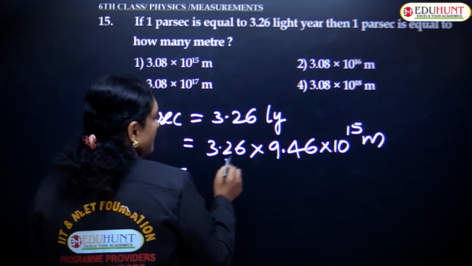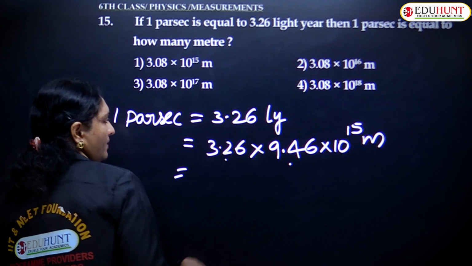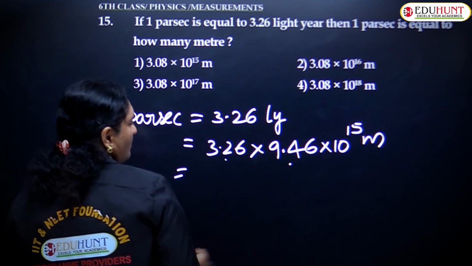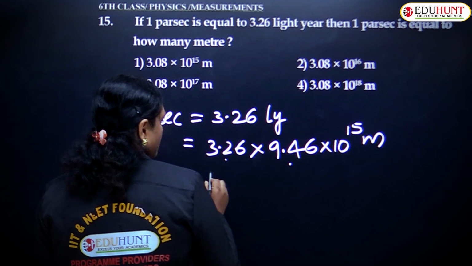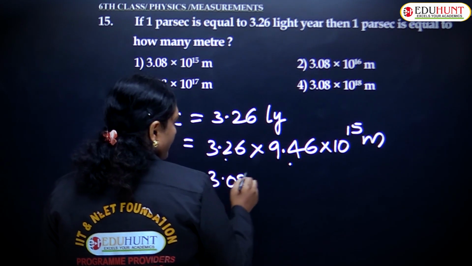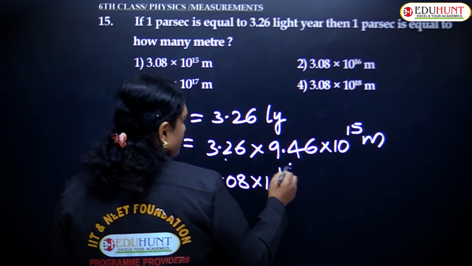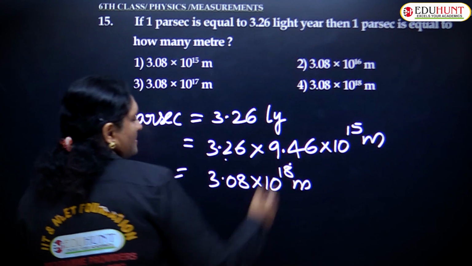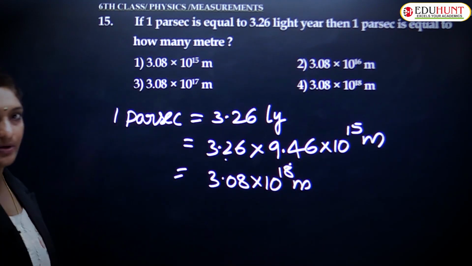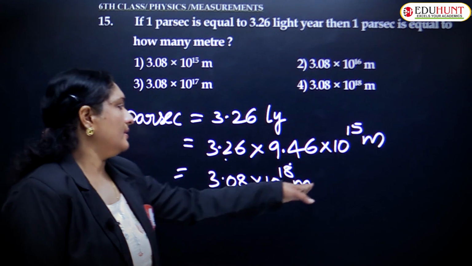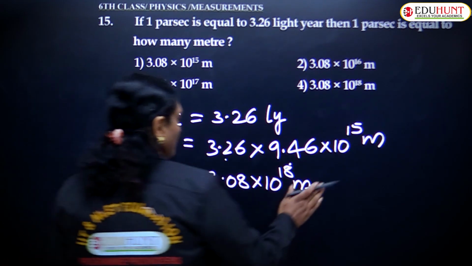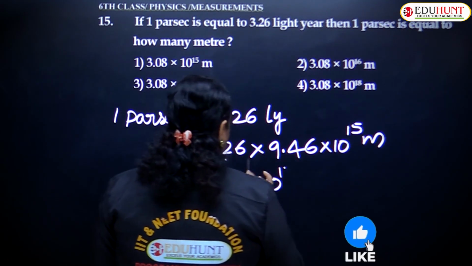You multiply 3.26 with 9.46. Then how much will you be getting, children? Something around, multiply this. 3.08 into 10 power 18 meters. You multiply this 326 into 946 and the decimals you carry accordingly.